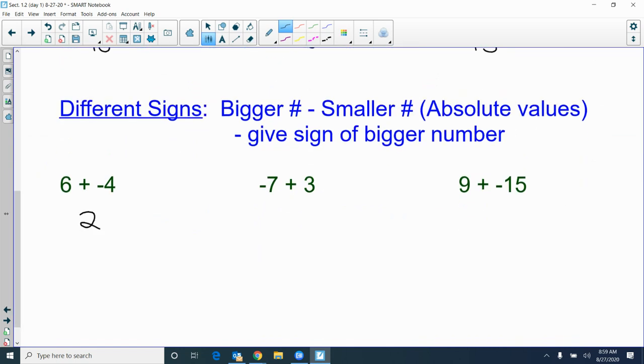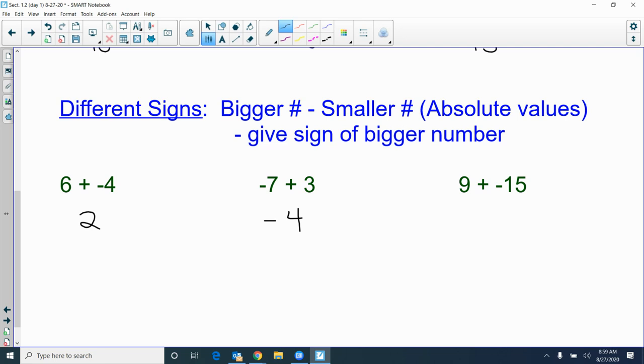Now, some of you will get this right away and you already have it. And some of you, it just takes a little while. You've got to come up with some strategies. Everybody moves at a different pace on these. -7 plus 3. What do you think that answer is, Christian? -4. That is correct. All right. And what about 9 plus -15? Jamie?